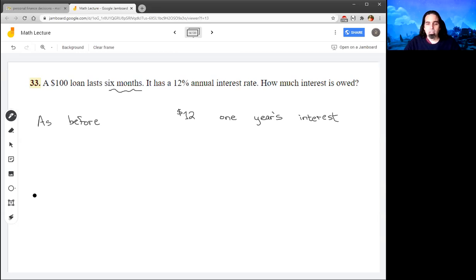Another bank would say, oh, good for you. You pay your loan back after half the time, so we'll only charge you half the interest. So we're going to do divided by 2 because it's only half a year. So this person only has to pay back $6 interest for 6 months. At the end of 6 months, they would pay $106.